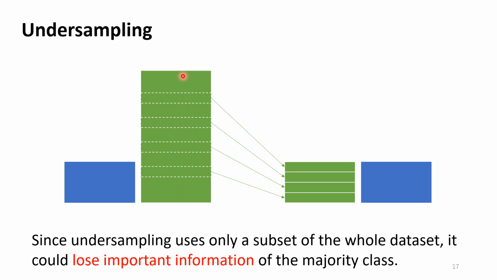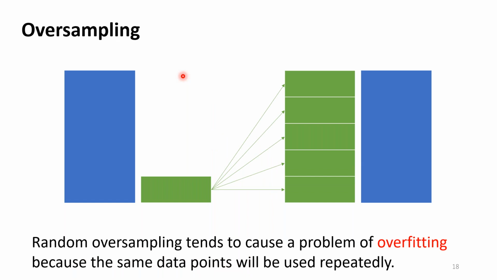So let me talk about oversampling. Oversampling lowers the imbalance ratio of the dataset by duplicating the samples of the minority class like this. This is minority class data, duplicated 5 times. So the imbalance is vanished.